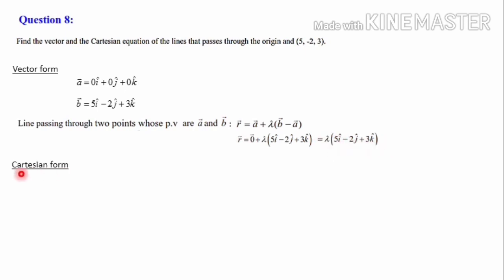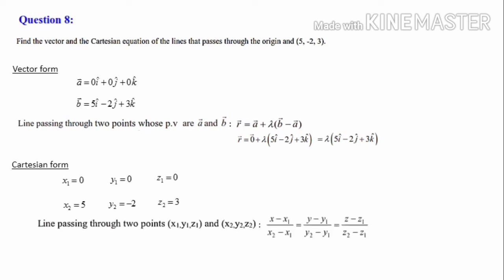Next, Cartesian form. Cartesian form, we know that x minus x1 by x2 minus x1 equal to y minus y1 by y2 minus y1 is equal to z minus z1 by z2 minus z1. So we need to identify x1, y1, z1, x2, y2, z2. x1, y1, z1, it is quite clear. First point, origin. So x1 0, y1 0, z1 0. x2, y2, z2. From here we can write x2 is 5, y2 is minus 2, z2 is 3.